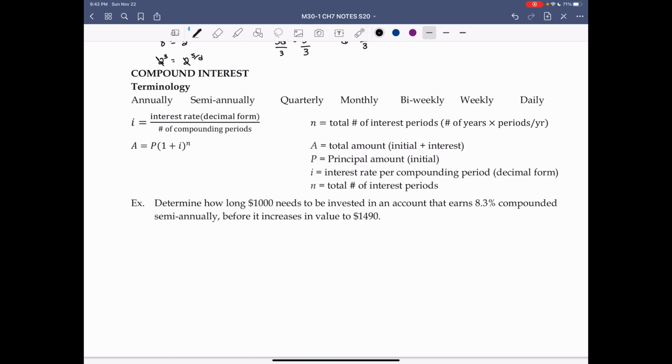Compound interest is a bad thing for debt for that exact same reason. You end up paying interest on your interest.